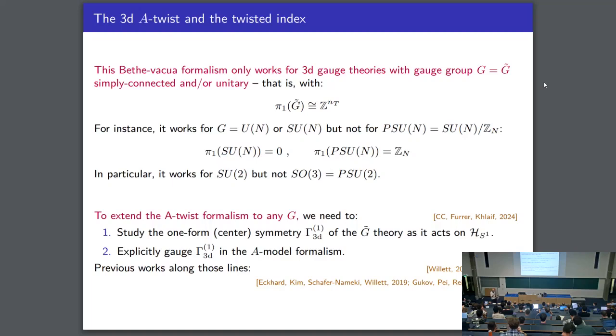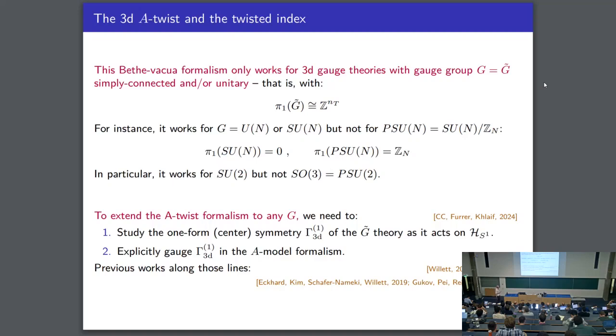Now, this Bethe vacua formalism is very efficient and powerful for many things. But it only works when the gauge group G of the 3D gauge theory is simply connected, or actually unitary. What you need is that the fundamental group of G tilde is a free Abelian group without a torsion part. For instance, of course, we could consider U(N), SU(N). We've seen that in some of the talks. But with the formalism so far, I could not do PSU(N), so SU(N) mod Z_N, including the simplest case of an SO(3) gauge group instead of just SU(2).